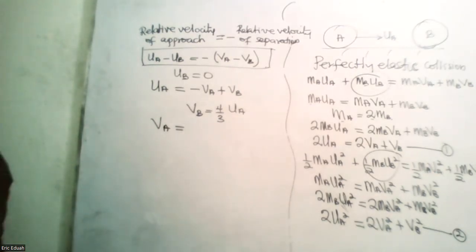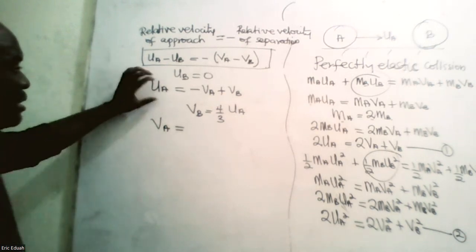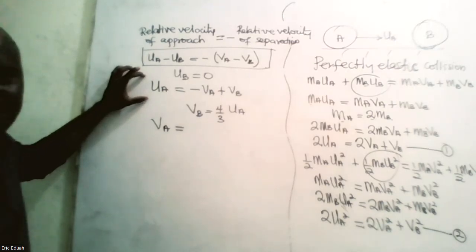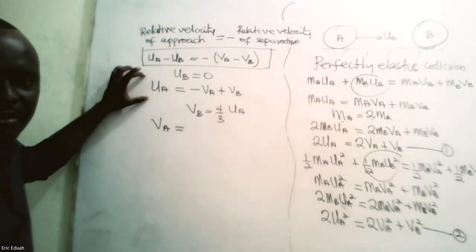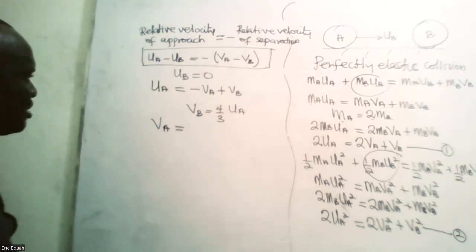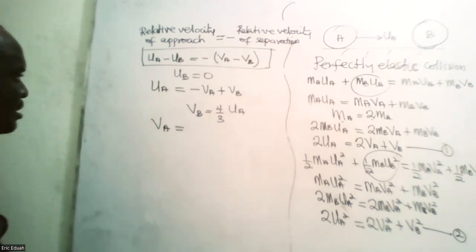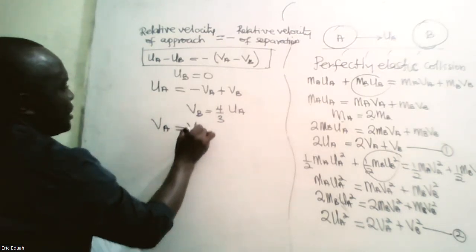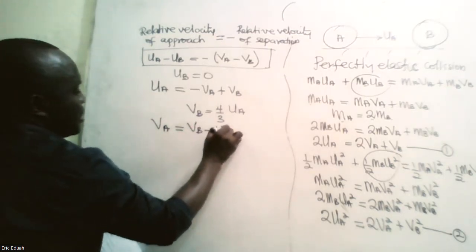Hello, Regina. From this relation, help me make VA the subject. Please, send the VA to the left side and bring the UA to the right side. Okay, so give me the final equation. You get VA is equal to VB minus UA. Thank you.